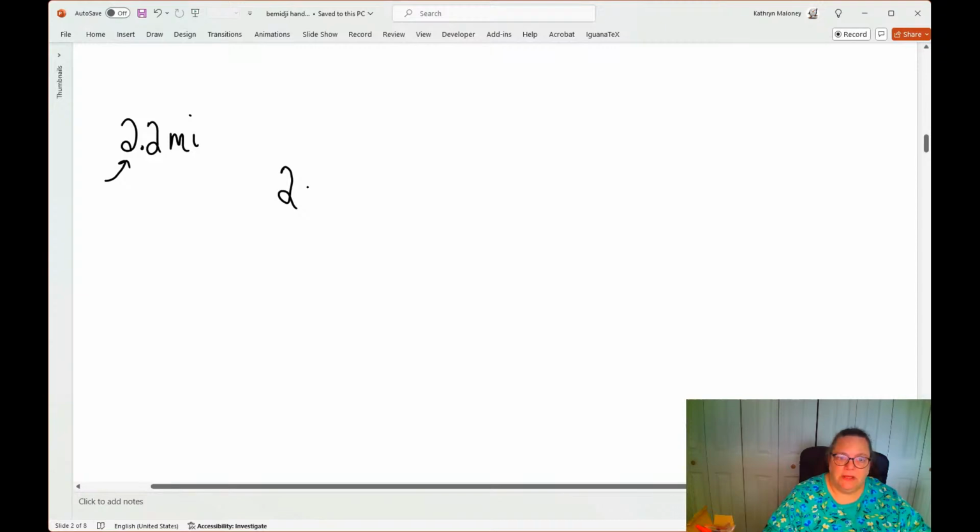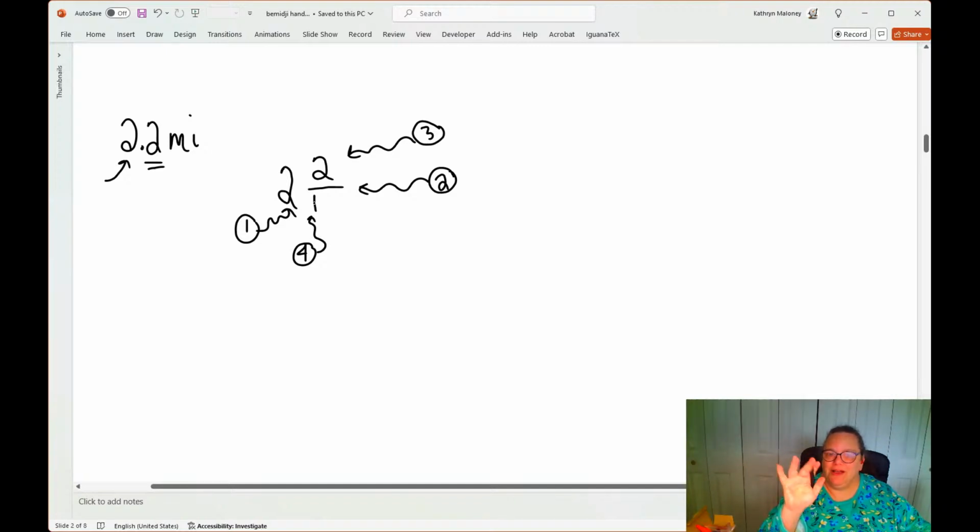Now, what do we do? The first thing that we did is we wrote our big number. The second thing we're going to do is we're going to make our fraction bar. Okay, our fraction bar. All right. The third thing we're going to do to make this mixed number is write the number that we have after the decimal, and that's a 2. So we're going to put a 2 here. The fourth thing we're going to do is we need to write a 1, just a 1.